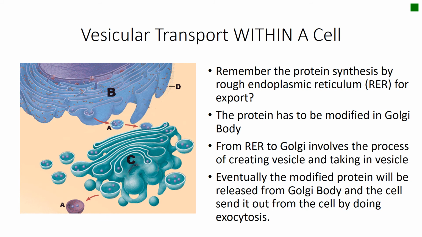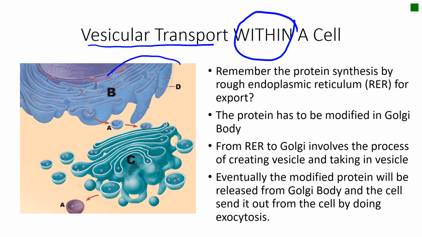Transport using vesicles is not only to get rid of things from the cell or take in big materials from outside of the cell into the inside, but vesicular transport also happens within a cell. Now, I hope you still remember in the first subchapter, which is 1.2, if I'm not mistaken, that talked about prokaryote and eukaryote. Now, in eukaryotes, there are so many internal membrane systems or organelles.